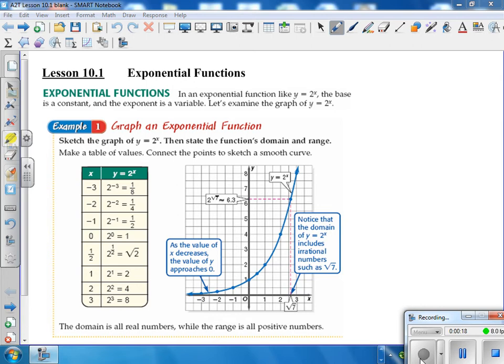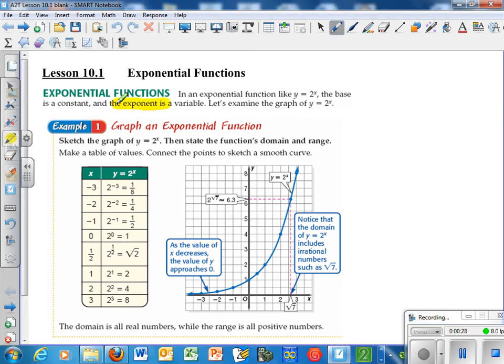In an exponential function like y equals 2 to the x, basically an exponential function means your variable x is going to be up in an exponent or a power. The base is the constant, and the exponent is a variable or has a variable in it. Okay, so we're going to look at the graph of y equals 2 to the power of x.